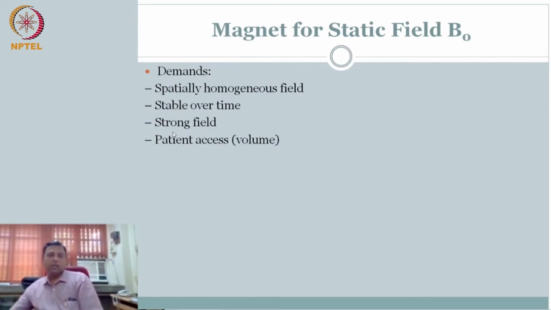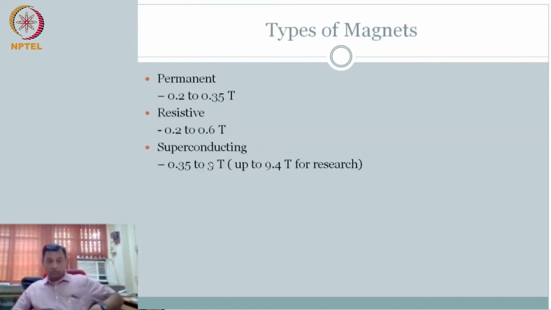And then, of course, patient access. The magnet should not be small. It should be big enough so a patient can go in and come out. Okay. That means you have to keep the spatially homogeneous field over a larger volume.